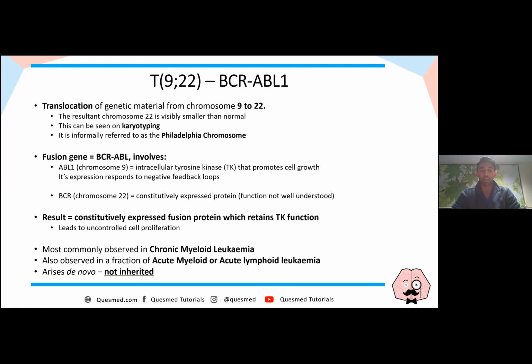This translocation is most commonly observed in chronic myeloid leukemia. It's responsible for well over 90 to 95% of cases. And it's also observed in a fraction of acute myeloid and acute lymphoid leukemia, although in those conditions, it's really a prognostic genetic marker rather than the main pathophysiological driver. And this translocation arises de novo. So if you have a parent or a sibling with chronic myeloid leukemia, you're not more likely in any way to develop the condition yourself.